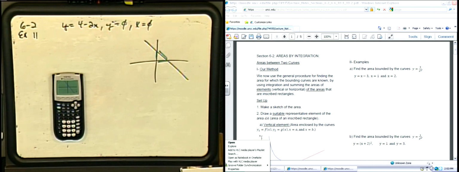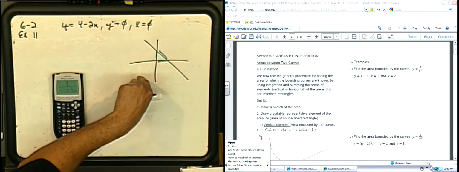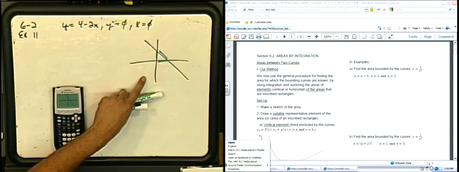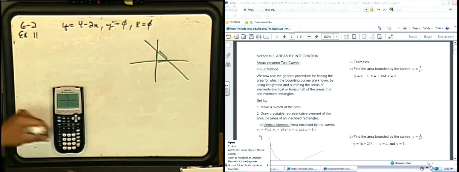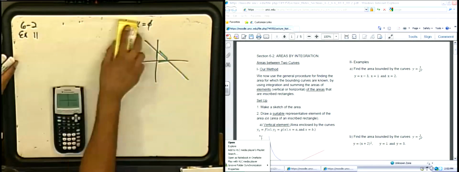Is that number 11? Wrong problem, that's why. That's the vertical problem. I'm trying to do a horizontal problem. Excuse me.